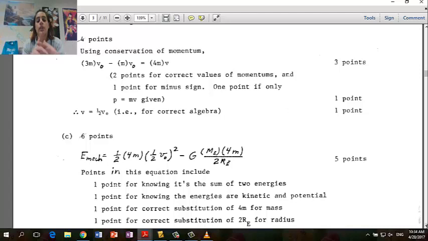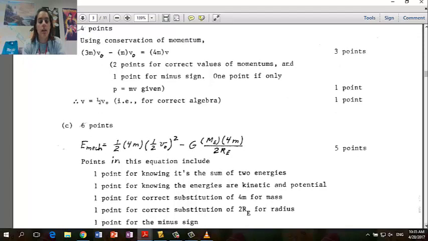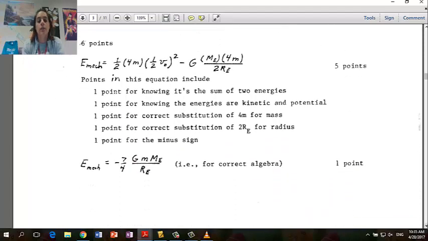Okay, so 2 points for the correct values of the momentum and 1 point for the minus sign. Then solving correctly for the new velocity gets you another point. Okay, then part C. If you notice here, this first term within our energy equation is the kinetic energy of the system. This would be our potential energy of the system. The potential energy is negative because it says it's going to be 0 if you're an infinite distance away. So that's why this is minus instead of plus.